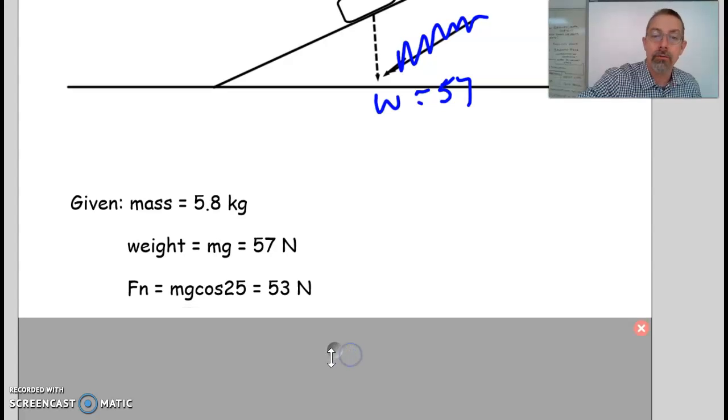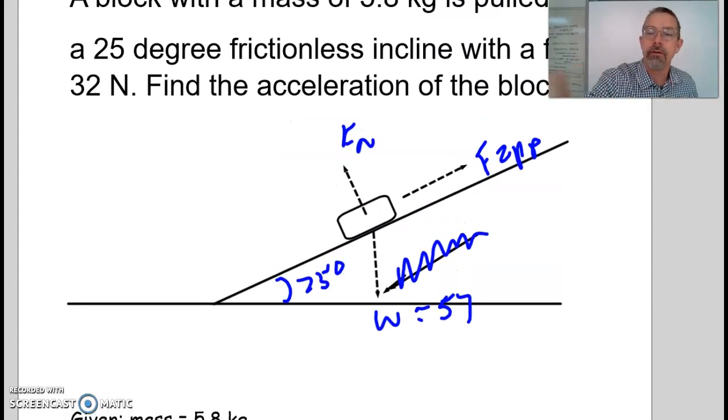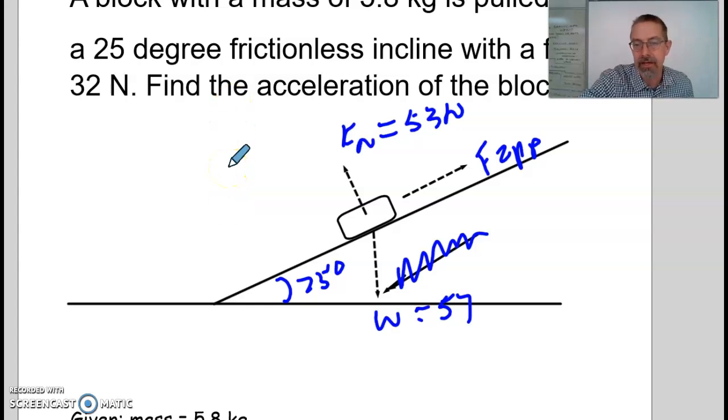I know that my normal force is mg cosine of this angle here, which we said was 25 degrees. So this normal force, when I multiply that out, is 53 newtons. Now, this bears in mind a couple things here. If this angle theta is 0, the cosine of 0 is 1, so the normal force just ends up being the weight. If this angle ends up being 90 degrees, cosine of 90 degrees is 0, so there is no normal force because there's no pressing of those two surfaces together.